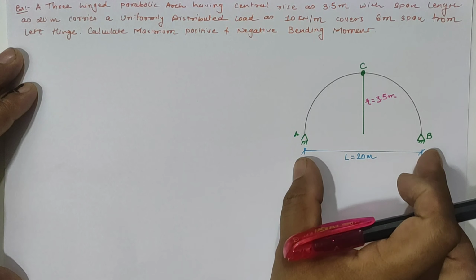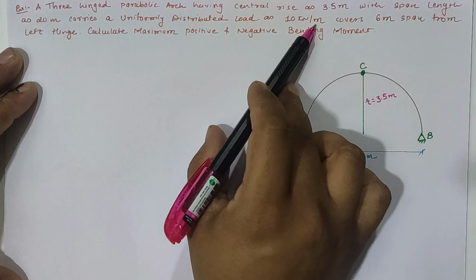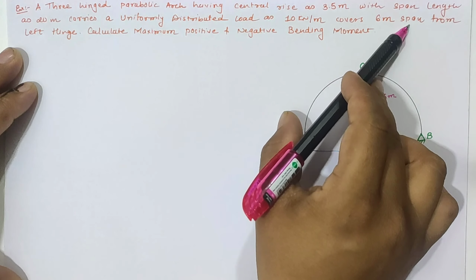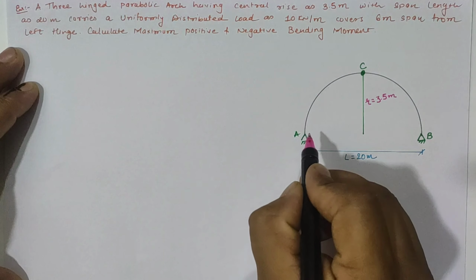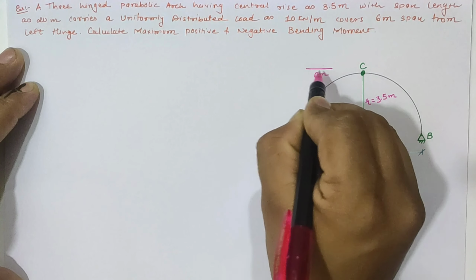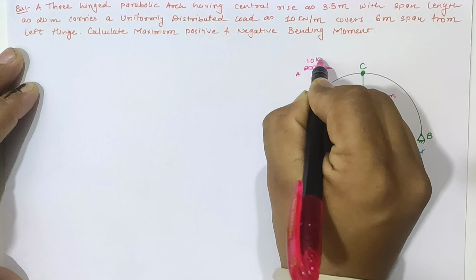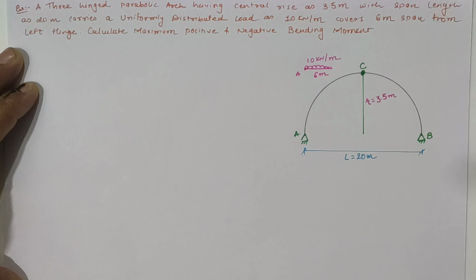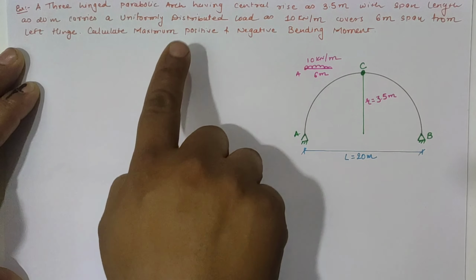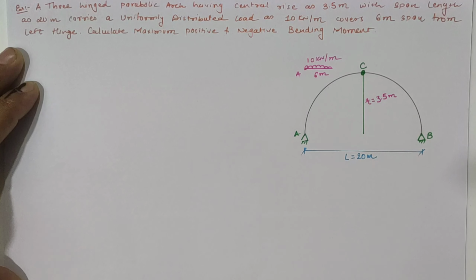It means both half spans are 10 meter, and it carries a uniformly distributed load of 10 kilonewton per meter, covering 6 meter span from the left hinge. It means we have been given the UDL of 10 kilonewton per meter over a 6 meter span from joint A as the given loading system. So we have to calculate the maximum positive and negative bending moment according to the given loading condition. So let us calculate the value.